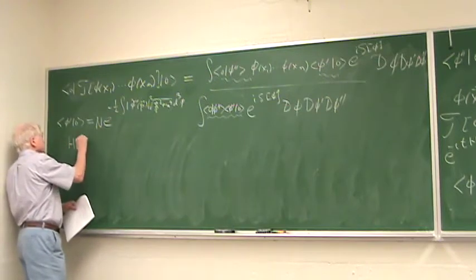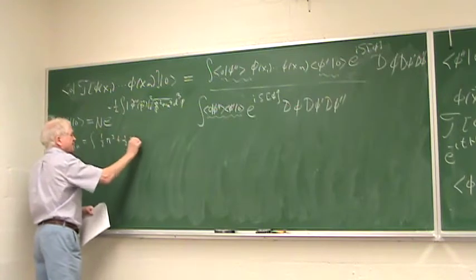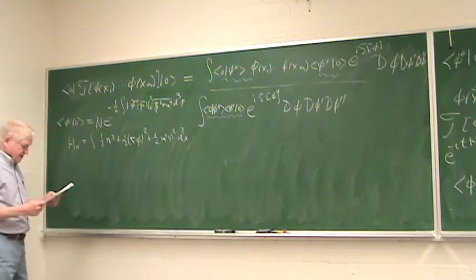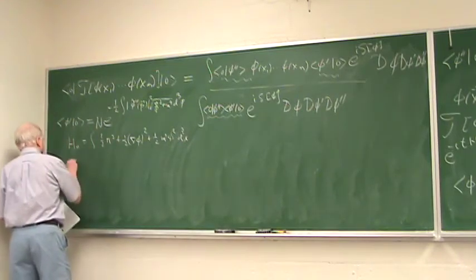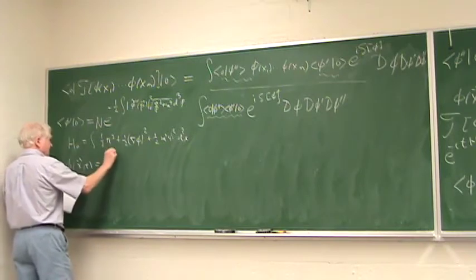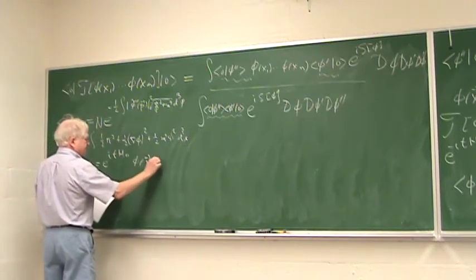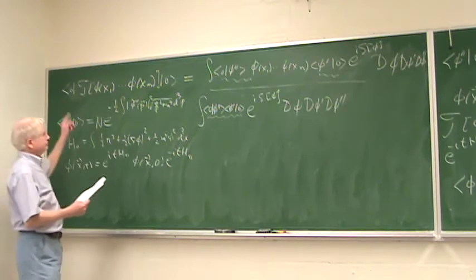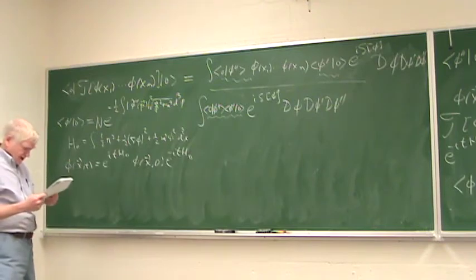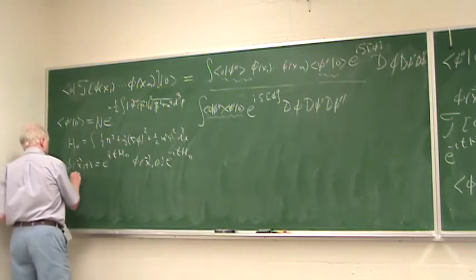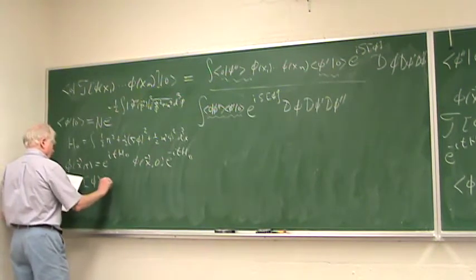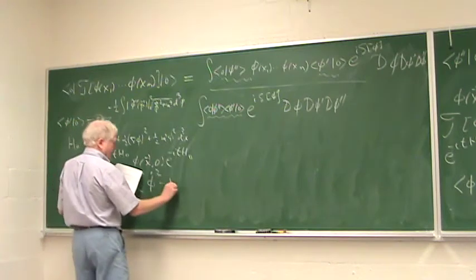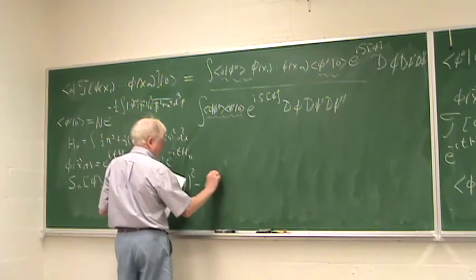So our theory is going to be H0 equals the integral of 1/2 pi squared plus 1/2 grad phi squared plus 1/2 m squared phi squared, d cubed x. That's going to be our Hamiltonian. And the fields are going to evolve this way: phi of x and t is e to the i t H0 phi of x and 0 e to the minus i t H0. Okay. And we'll have this formula. What's the action? Well, the action itself has a nice form. Let me first write it in the symbolic notation: phi dot squared minus grad phi squared minus m squared phi squared.